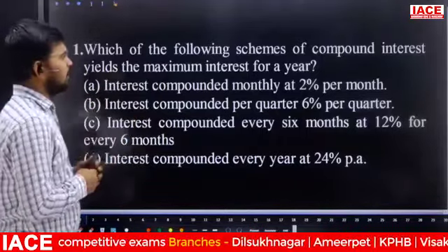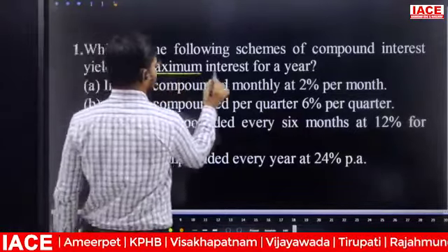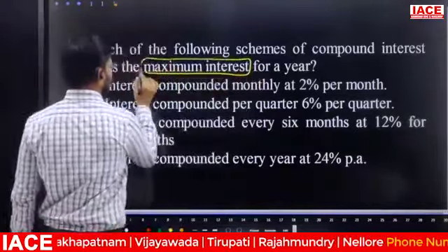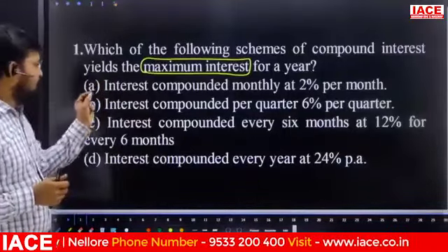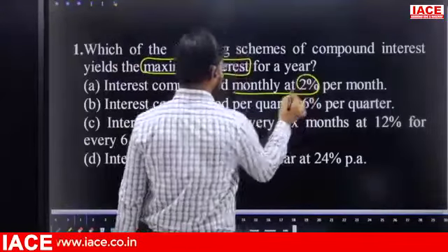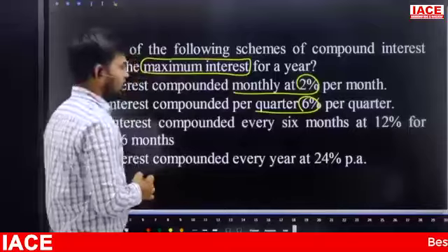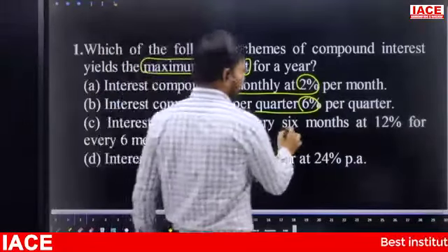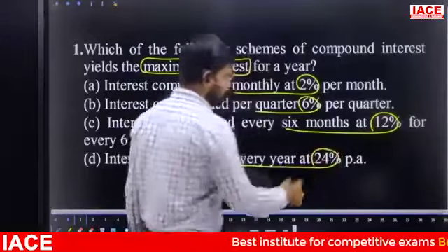Which of the following schemes of compound interest yields the maximum interest per year? Maximum interest. So if you read the first statement, interest compounded monthly at 2% per annum, quarterly at 6% per annum, every 6 months, half yearly at 12% per annum, yearly at 24% per annum.